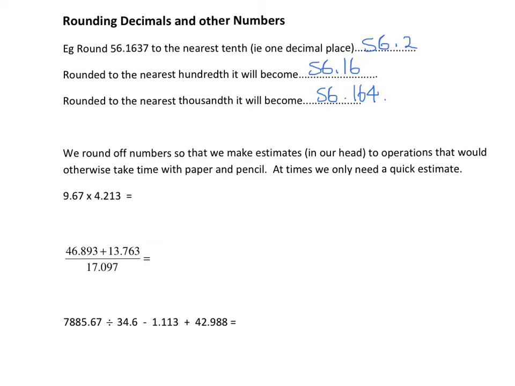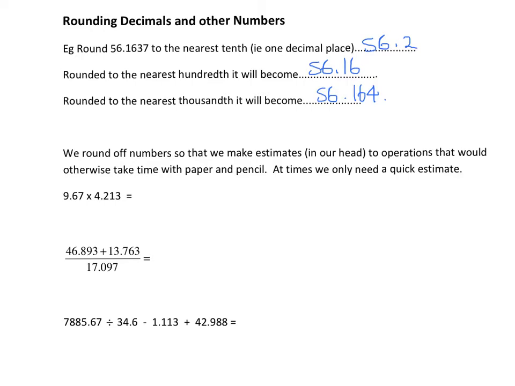When we want to round off ordinary numbers, we do so that we can make estimates of operations that would otherwise take time to do with pencil and paper. Now, the estimates are done in our head. I don't want to see any evidence of working on pencil and paper, as we have done on these previous pages, if you are asked to make a quick estimate.